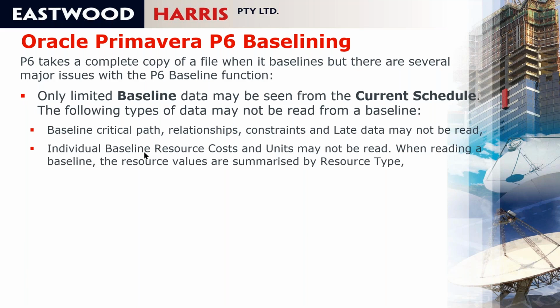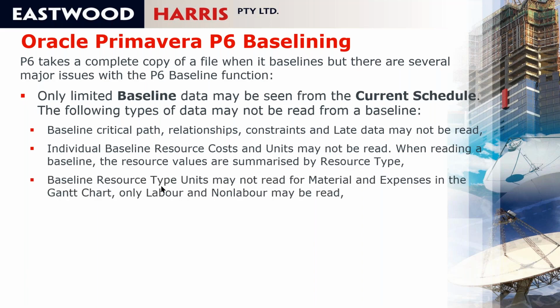You can't see individual resource costs and units, and when you're reading a baseline, the resource values are summarized by resource type. So if you've got concrete and Rio against an activity, it just adds the cost of the concrete and Rio together. You can't see how much the concrete is in the baseline, how much the Rio is in the baseline. And also, you may not read baseline units for material and expenses in a Gantt chart. So you can see all the labor values added up together. So you can see the total number of hours against labor, but not the individual resources.